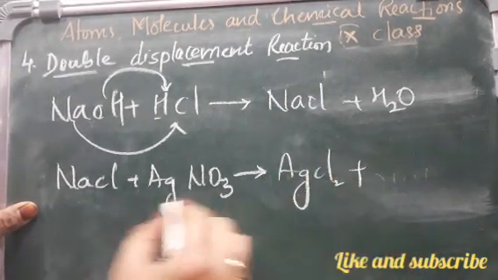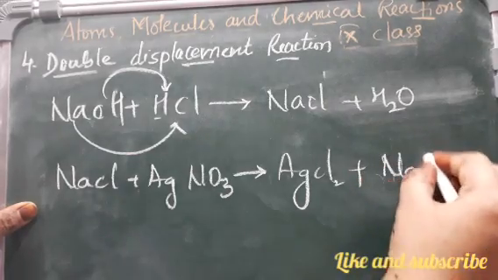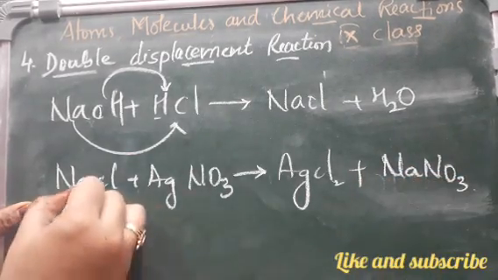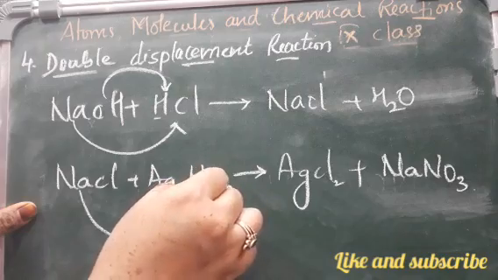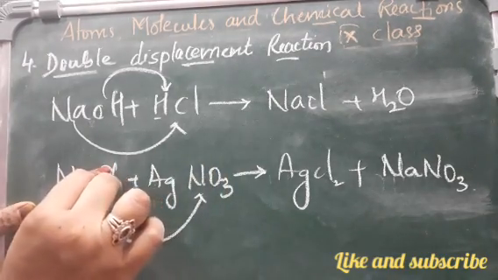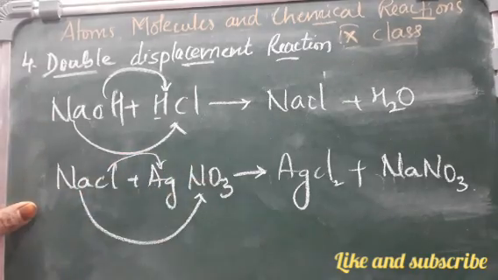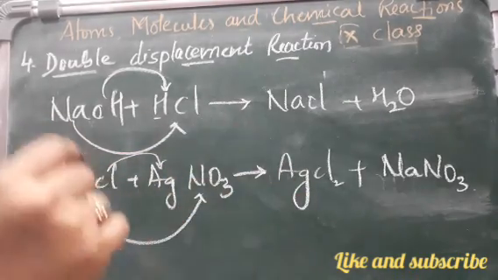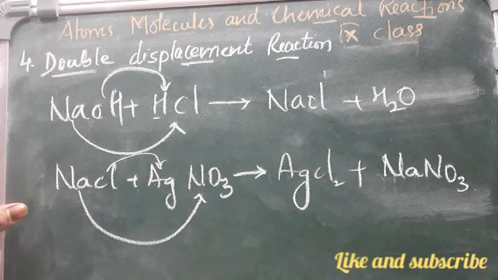One more example we have: NaCl plus AgNO3 will give rise to AgCl plus NaNO3. Here you can see that the sodium is displaced by silver, and the chloride is displaced by nitrate. So it is forming AgCl plus NaNO3. I hope it is clear.